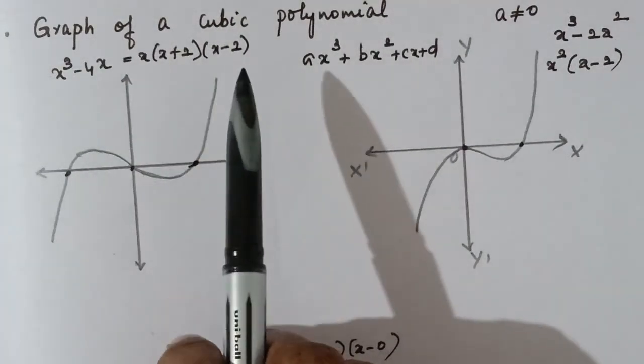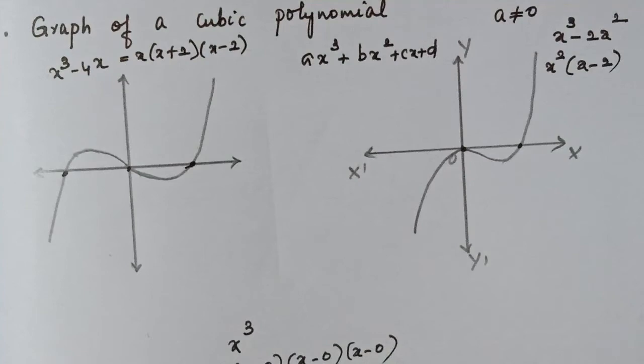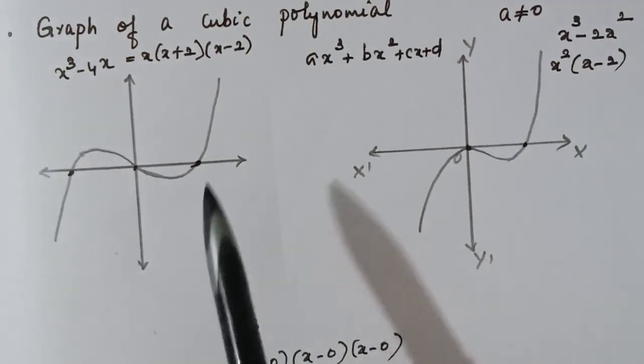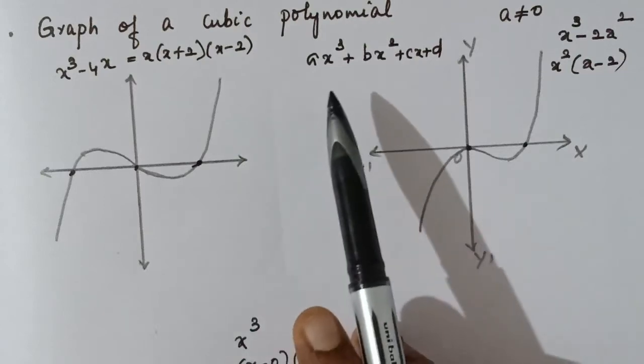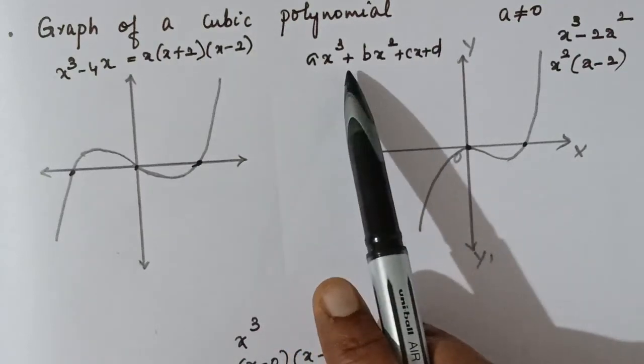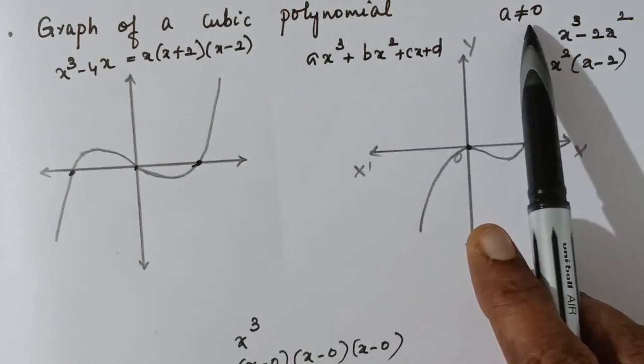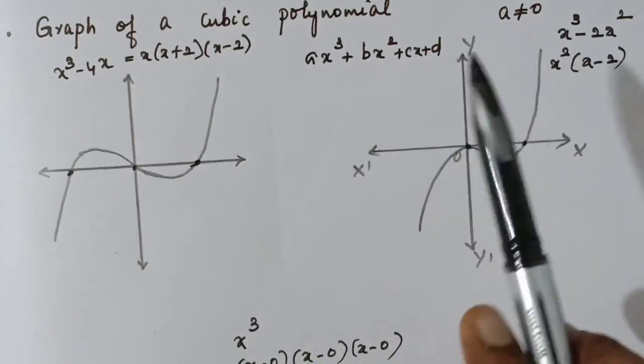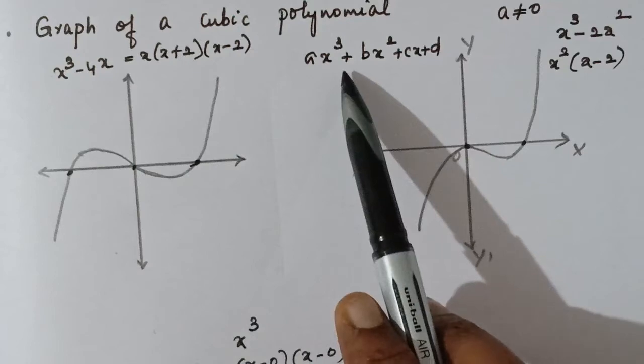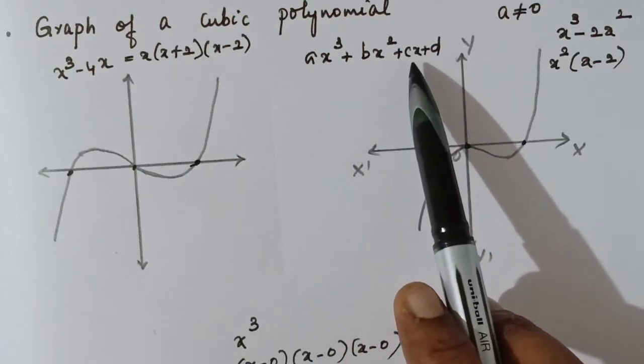Since it is a cubic polynomial, how many zeros should it have? 3 zeros. Because we know the general form of a cubic polynomial is ax cubed plus bx squared plus cx plus d, where a not equal to 0. Because when a becomes 0, this polynomial becomes a quadratic polynomial.